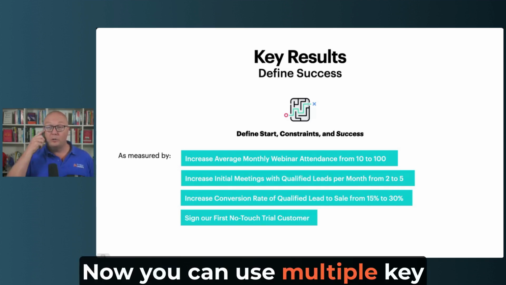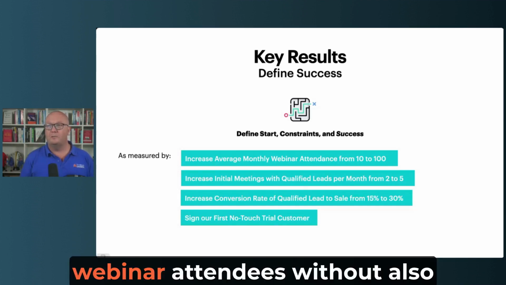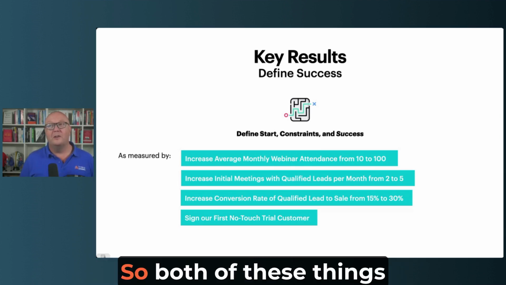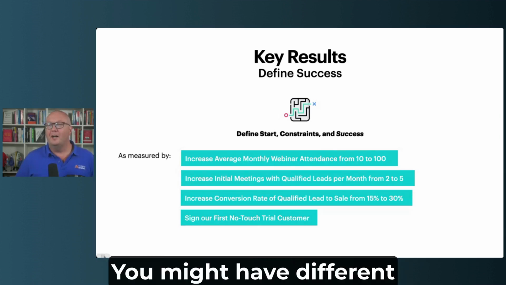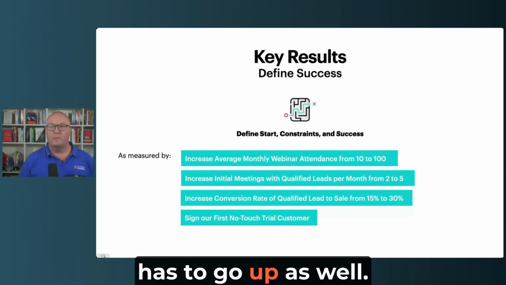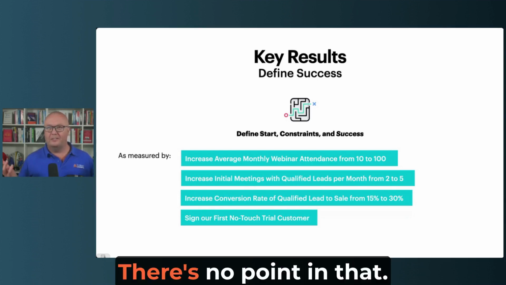Now, you can use multiple key results to put constraints around things to make sure that we're not just increasing webinar attendees without also increasing initial meetings, right? So both of these things have to be true. You might have different ways of doing this. The conversion rate, for example, has to go up as well. So you're not just saying, well, let's have more meetings that never convert. There's no point in that.